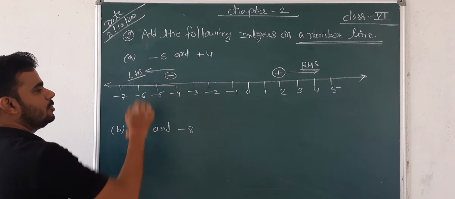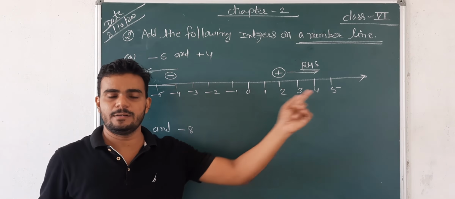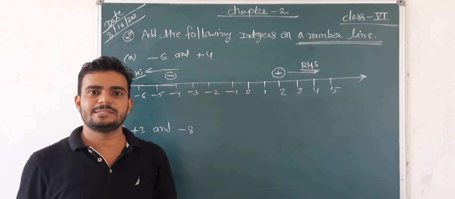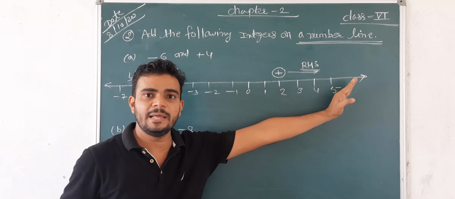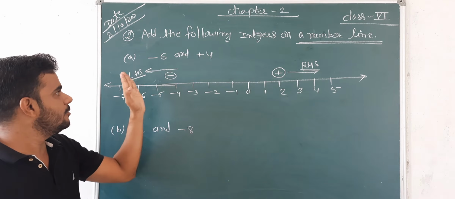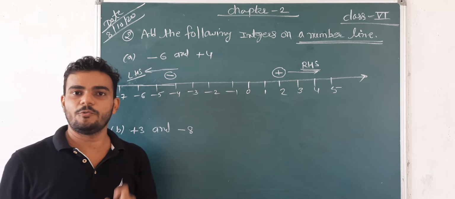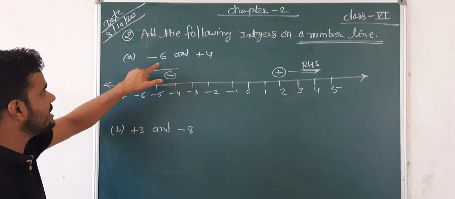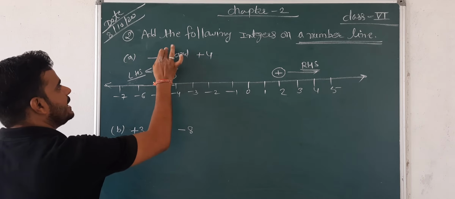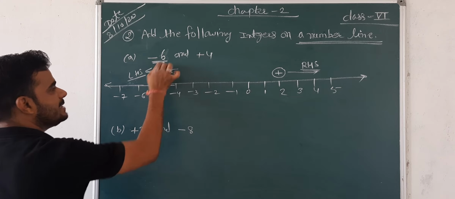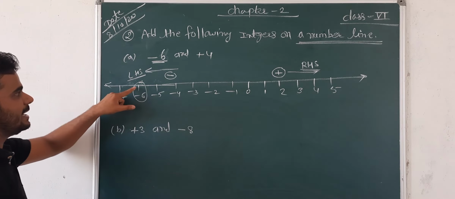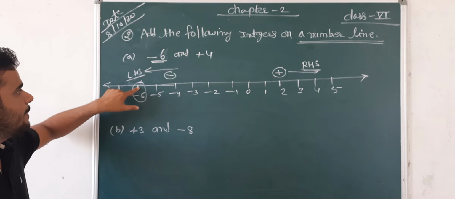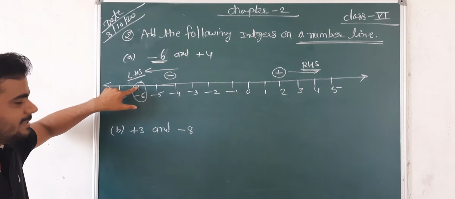Okay, अगर जो भी आपको नंबर दिया हुआ है सेकंड नंबर, second number का सिंबल अगर पॉजिटिव है तो राइट हैंड साइड की ओर मूव करना है, और अगर सेकंड नंबर का सिंबल नेगेटिव है तो लेफ्ट हैंड साइड की ओर मूव करना है. Any doubt? Okay, so the first number is negative 6. Where is negative 6? Yes, this is our negative 6. It means we are here, मतलब हम यहाँ पे खड़े हैं. हम negative 6 के ऊपर खड़े हैं.